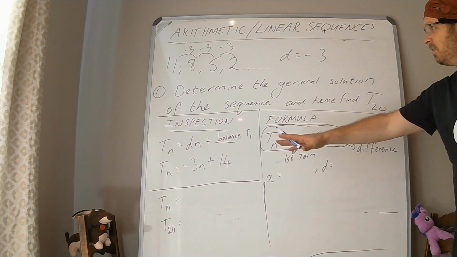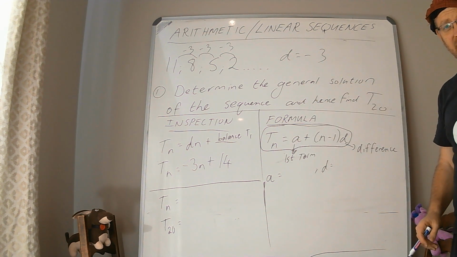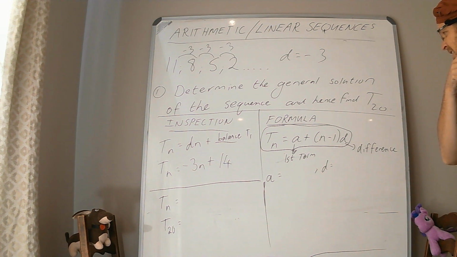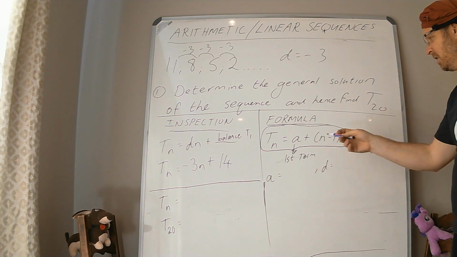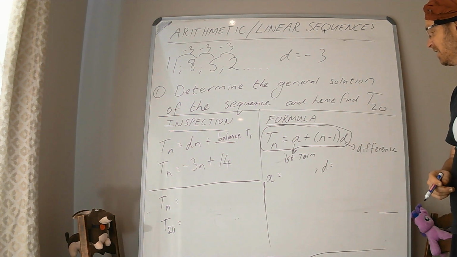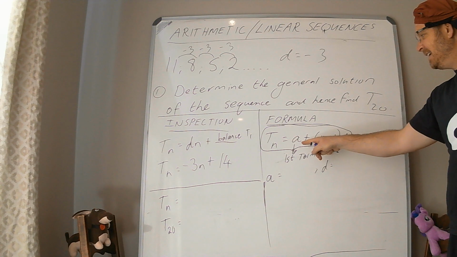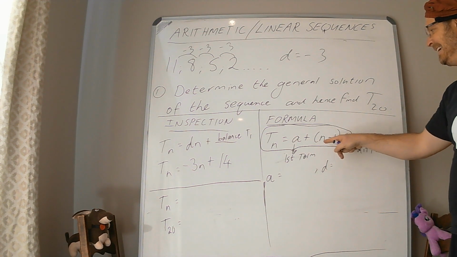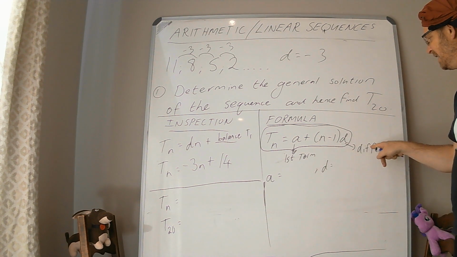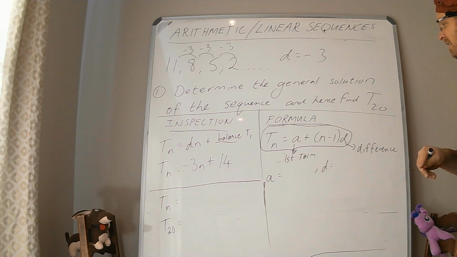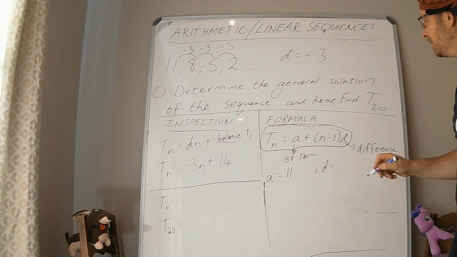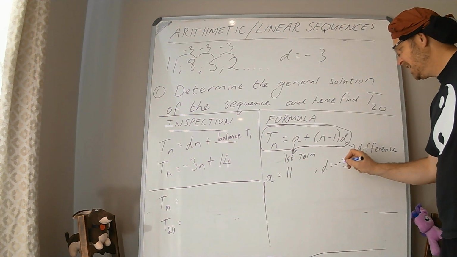So that's one way you can find a general formula for an arithmetic sequence. The other way is to use a formula. And if I use a formula, you can go learn this off by heart. This is a formula for any arithmetic sequence in explicit form, and that's term n is equal to a plus (n minus 1)d. In this notation, a stands for the value of the first term, d is the difference. So what is a? Good. a is equal to 11. And what is your difference? Your difference is negative 3.